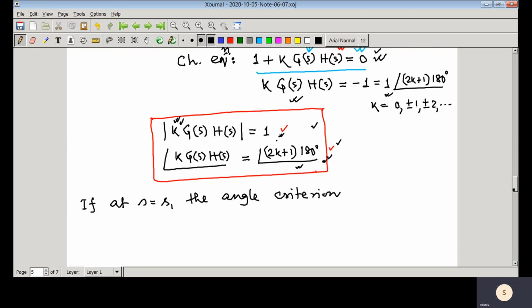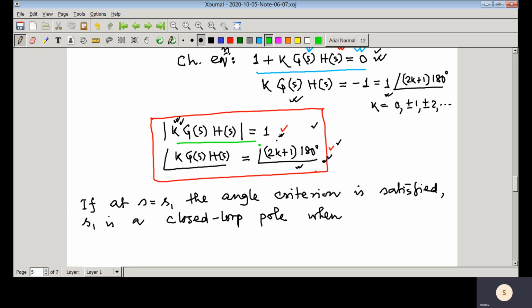That is actually what we are going to point out. That is, the angle criterion is satisfied. When the angle criterion is satisfied, then S1 is a closed loop pole. So in this case what happens? In this case, K would be equal to 1 by mod of G(S)H(S).